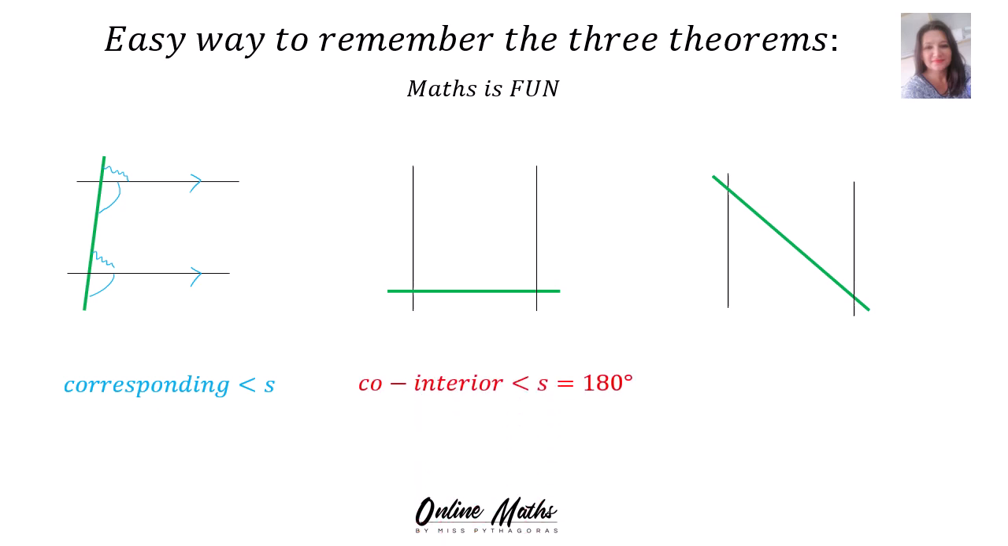The U is for the co-interior angles. And where do we find them? But remember, they are this one plus that one is equal to 180 degrees, since they are supplementary. And then the last of your acronym is the N. That's the alternate angles. And this is where you find the N. So the alternate angles, this angle and that one. And remember, they are equal.